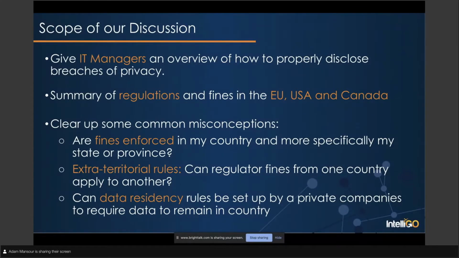We're also going to try to clear up some misconceptions, right? There's a lot of different information floating around, different articles written that people tend to take as gospel. And so we're going to talk about how privacy fines are enforced, right? When you actually have to pay these types of things. Some confusion about extraterritorial rules. Can one country give a fine to another one?